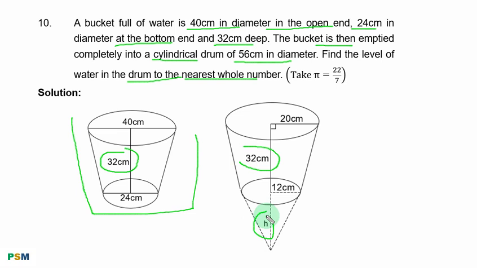So this height is needed, which can be obtained using property of similar triangles, where you have height over the radius here 12 equal to height plus 32 over the radius here 20, so that you can get the height of the smaller cone and the bigger cone.